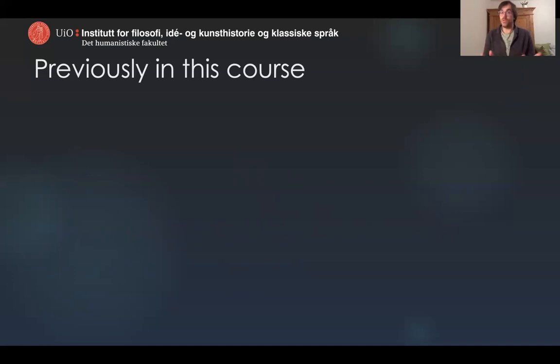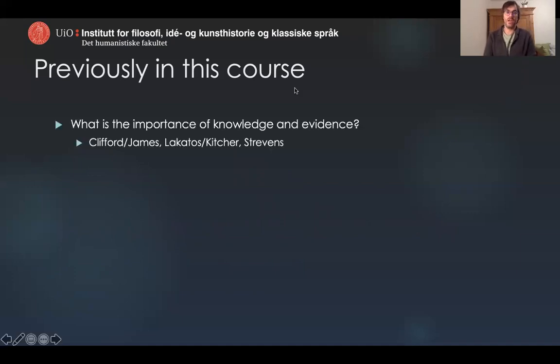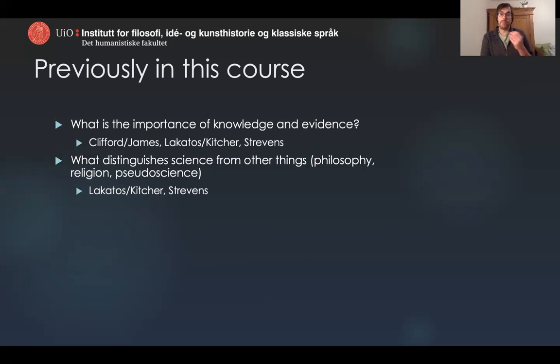Okay, so previously in this course, to go back, we've looked at the question, what's the importance of knowledge and evidence? We looked at this from a number of different angles. This Clifford James debate, what Lakatos and Kitcher had to say about what distinguishes science from pseudoscience, or what the strengths of the scientific method are according to Strevens. So then we went deeper into the question, what exactly is it that distinguishes science, especially the natural sciences, from other things, like philosophy, like religion, or like pseudoscience? That's what we encountered in Lakatos and Strevens.